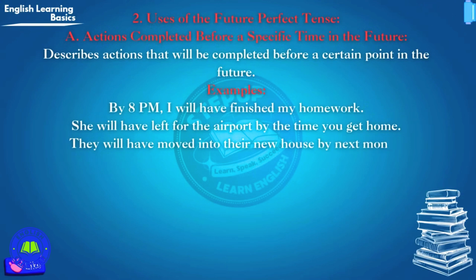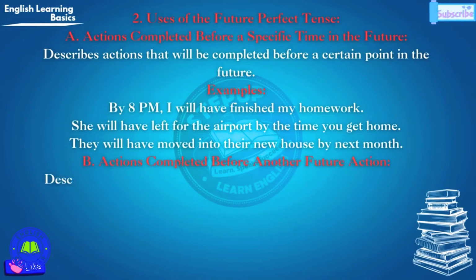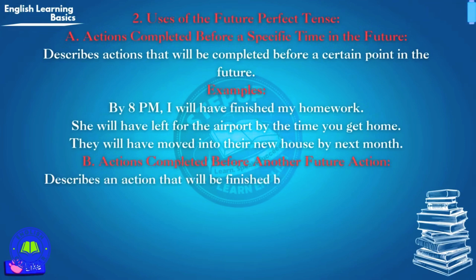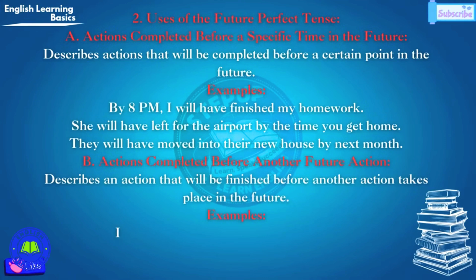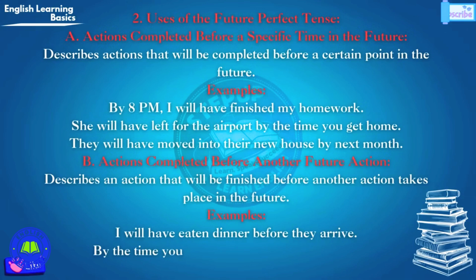B. Actions completed before another future action. Describes an action that will be finished before another action takes place in the future. Examples: I will have eaten dinner before they arrive. By the time you wake up, I will have left for work.